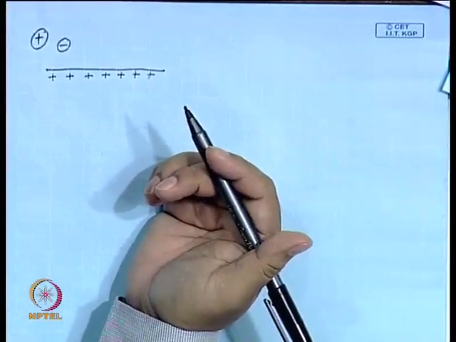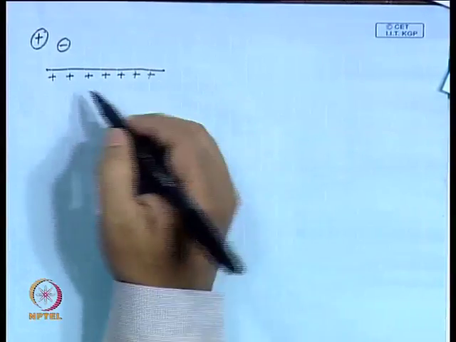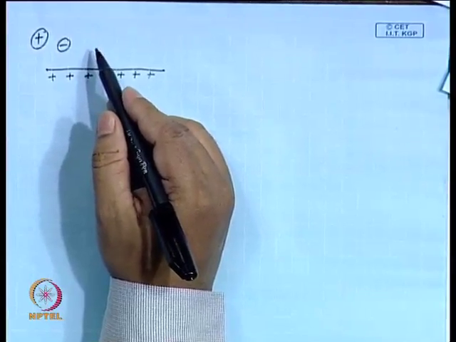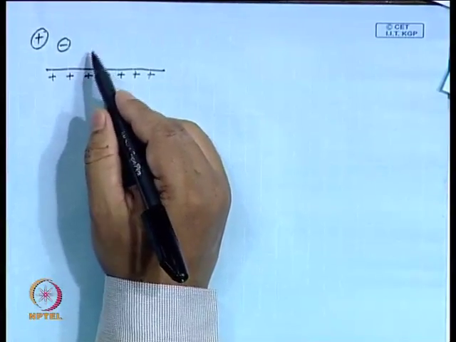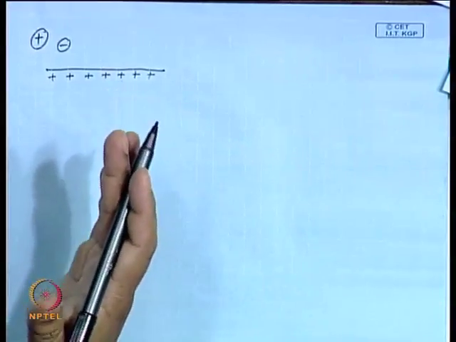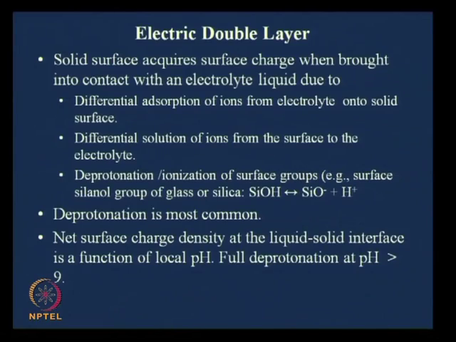The second point is differential solution of ions from the surface to the electrolyte. So, from the surface something is going back to the solution. Differential means plus is more than the minus, that is what I mean by differential. So, differential solution of ions from the surface to the electrolyte.